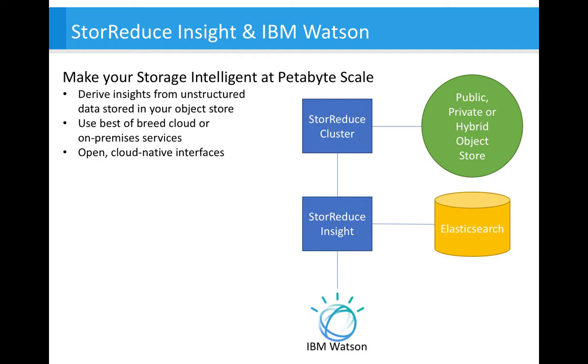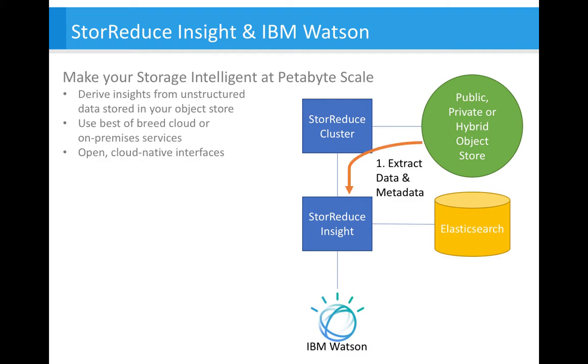StorReduce Insight works like this. StorReduce Insight extracts metadata and data from the unstructured data stored in your object store. The metadata consists of information like the name of the object, who stored it and when, tags associated with the object, and potentially metadata derived from the content of the object, like Microsoft Office metadata, EXIF metadata, and more. The data is the contents of the file. It is extracted as an ephemeral stream of bytes. It does not have to be stored anywhere. StorReduce Insight streams the data to IBM Watson.